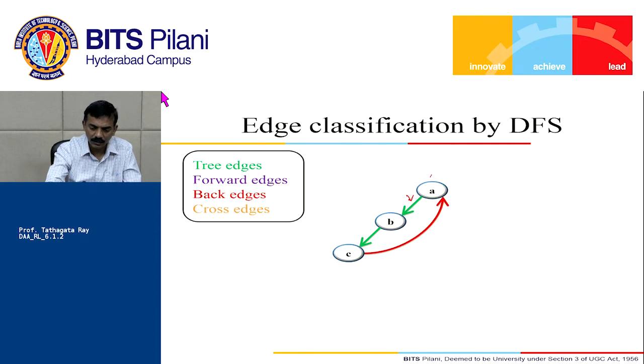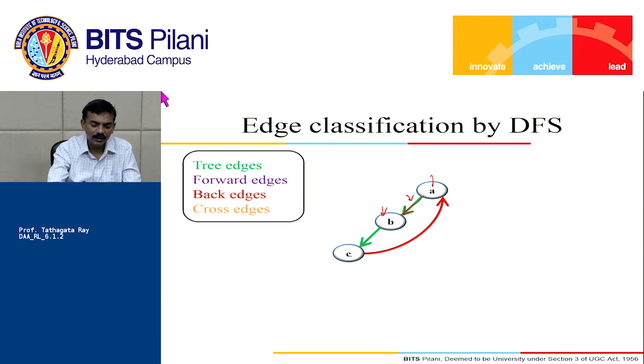So we started with A. Okay, A was white. We said, okay, let's look at its unvisited neighbor. So B is an unvisited neighbor, it's white. So we said, okay, we will go there. That means we added this edge between A and B in our depth first search tree, which means that this edge is a tree edge. Okay, so greens are the tree edges. So from B, when we went to C.